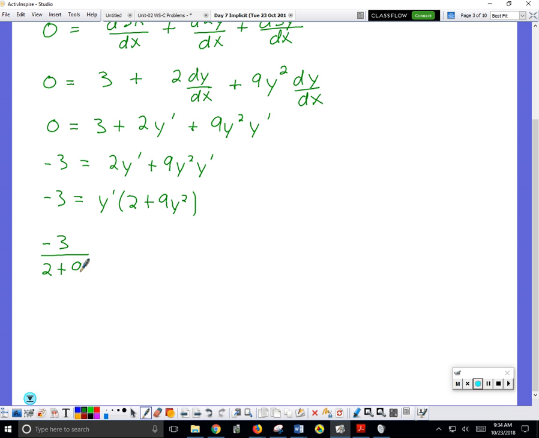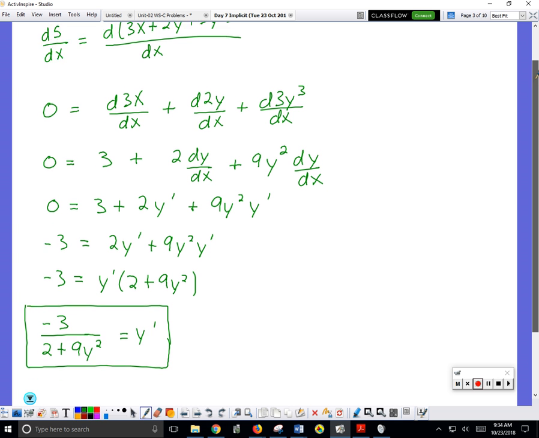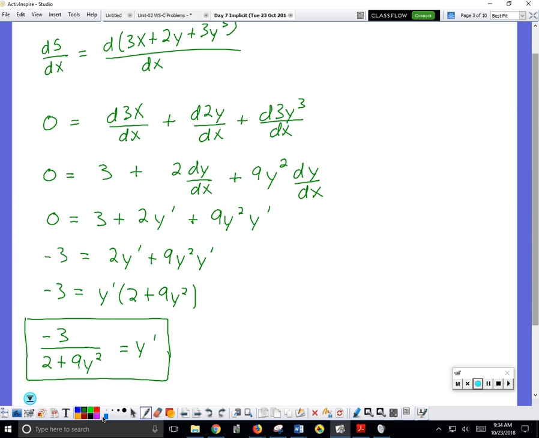for y prime. So the end result looks just like the end result of every other homework in this unit, except that our equation for y prime now can contain a y variable as well as an x variable. This is known as implicit differentiation. I don't recall them ever testing you on the word, but if you try and find examples online for whatever reason, this is known as implicit differentiation.